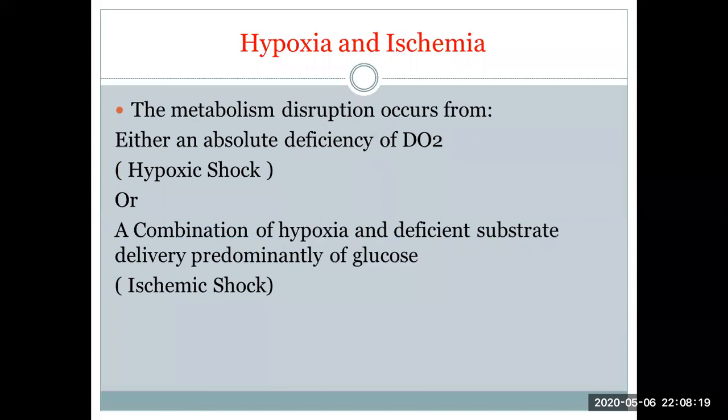Hypoxia and ischemia: the metabolism disruption occurs from either absolute deficiency of oxygen supply, which will be called hypoxic shock, or a combination of hypoxemia and deficient substrate delivery, predominantly glucose. That will be called ischemic shock. And we'll go through the discussion of the importance of the oxygen, the glucose, and all the parameters as we go in the presentation.